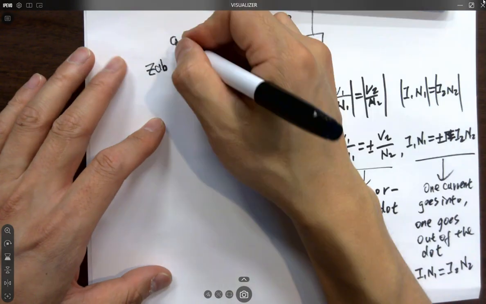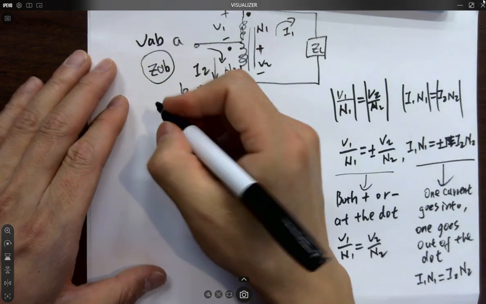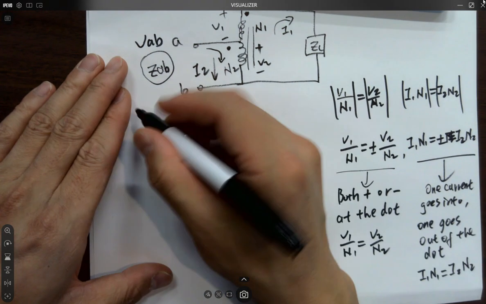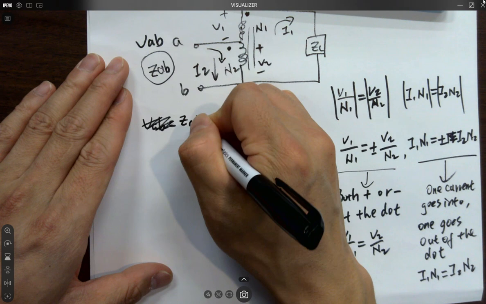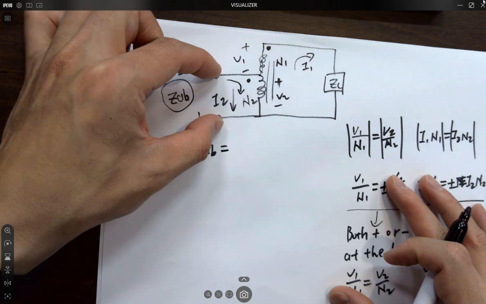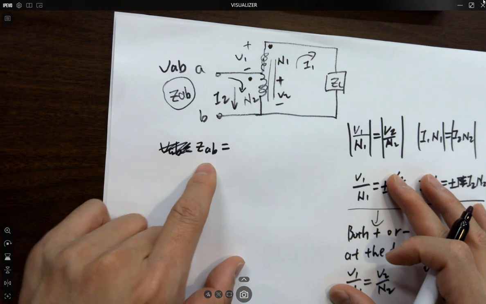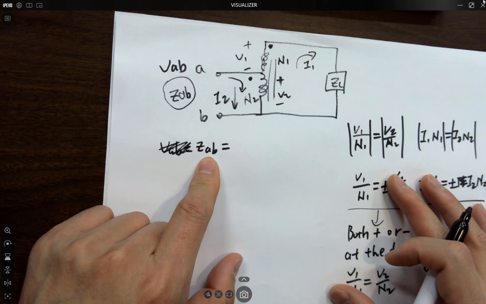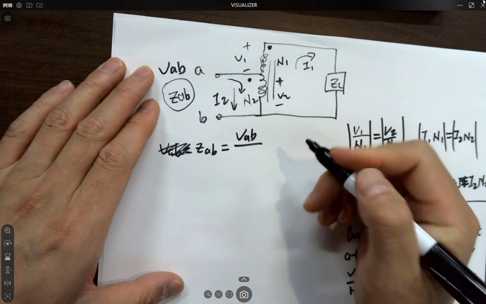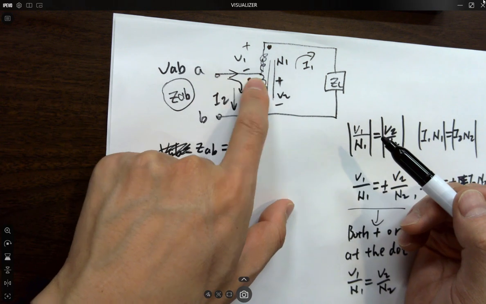We've got a VAB here, because ZAB is the impedance of these two terminals, but we also have a VAB as well. So VAB equals what? Let's do ZAB first, because it contains VAB. ZAB means the impedance you look into at these two terminals. It's asking you for the value or the expression for that impedance. So ZAB equals VAB divided by IAB, which is the current getting into the network over here.